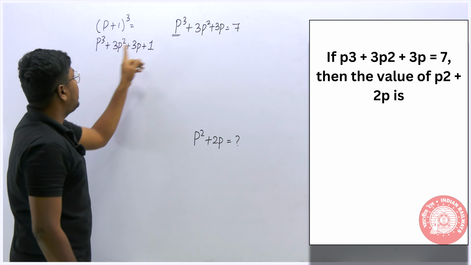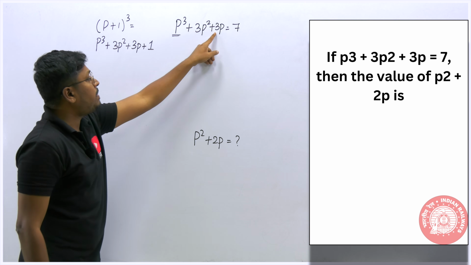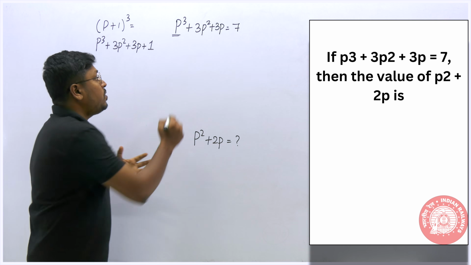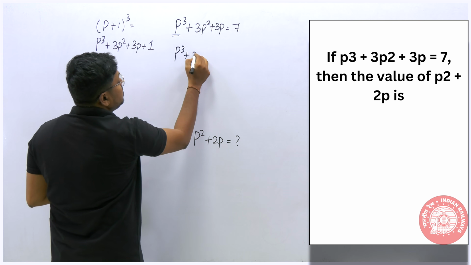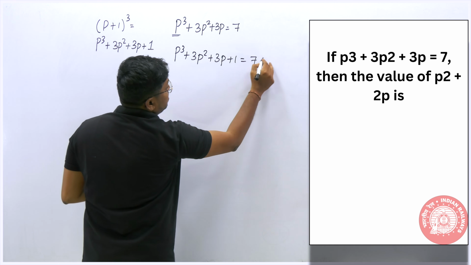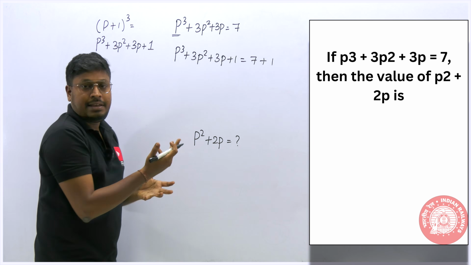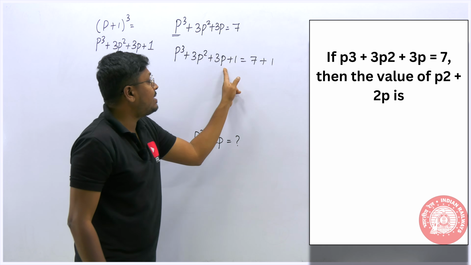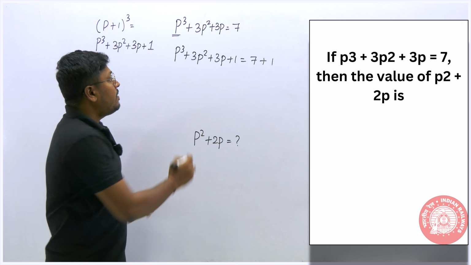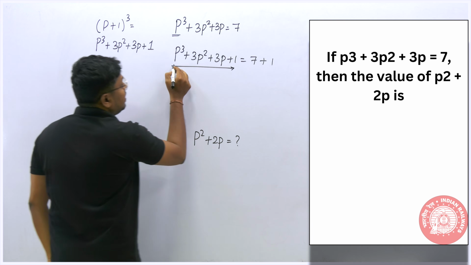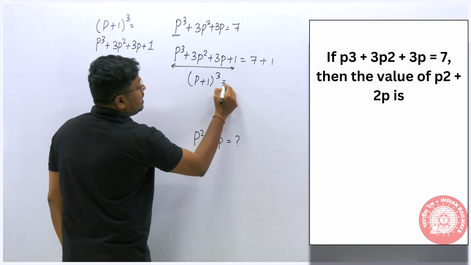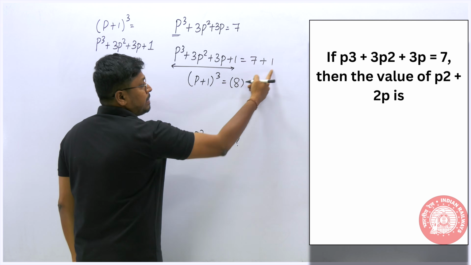Just see, p cube, 3p square, 3p plus 1 is not here in the given question. So what I can do here is write plus 1 on the left hand side, as well as plus 1 on the right hand side, so that we can tally the equation. Because plus 1 on LHS, plus 1 on RHS, we can cancel both the values. So now we brought this equation completely into p plus 1 the whole cube is equal to 8, right? 7 plus 1 will be 8.